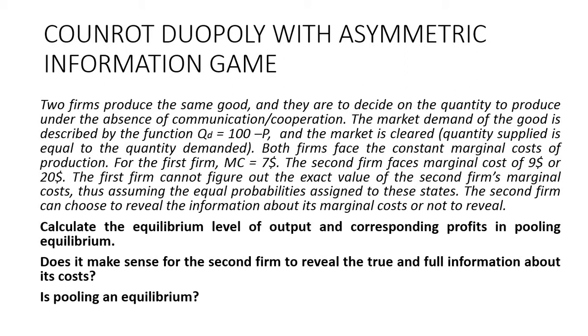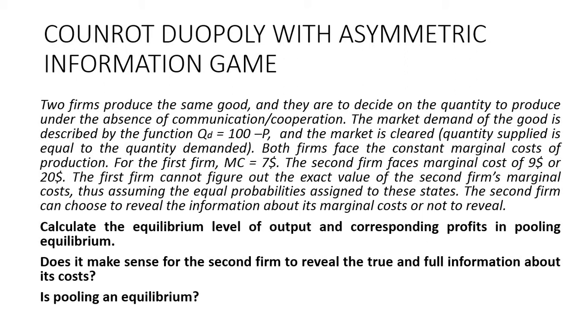The market demand for the good is described by the function QD equals 100 minus P, and the market is cleared. So we assume that the quantity supplied by the two firms is equal to the quantity demanded by the market. We know that both firms face constant marginal cost of production, and for the first firm this cost is equal to $7. And both firms know this with certainty.